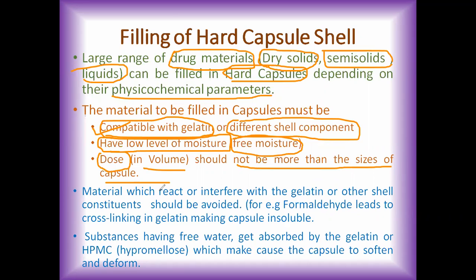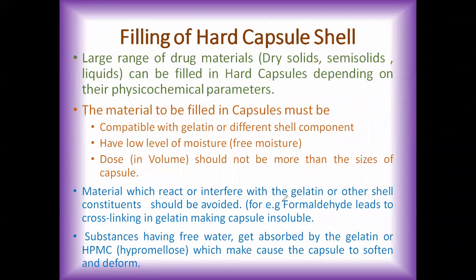Now the materials which react or interfere with the gelatin or other shell constituents should be avoided. Specifically, I have taken an example of a material. For example, if you are using a material such as formaldehyde, which leads to cross-linking in gelatin, it makes the capsule insoluble.